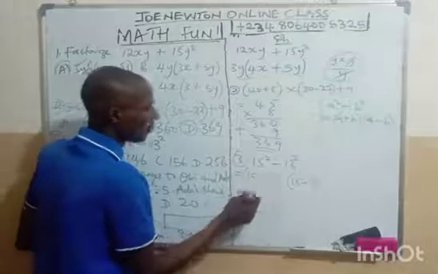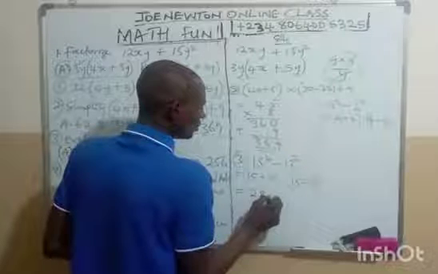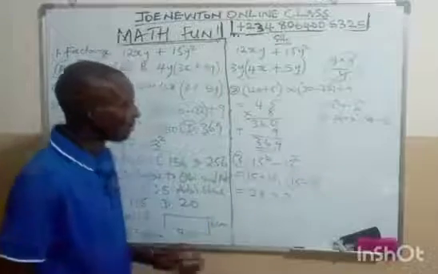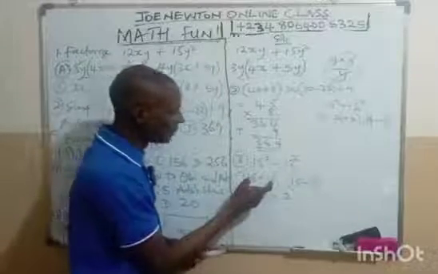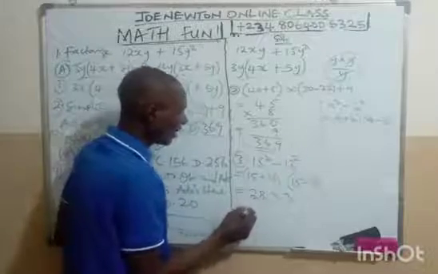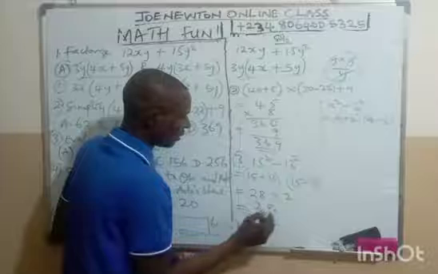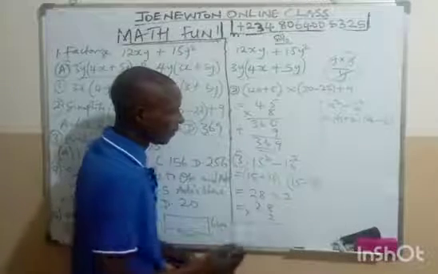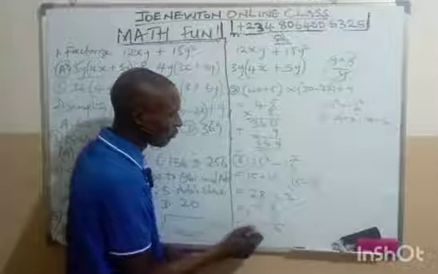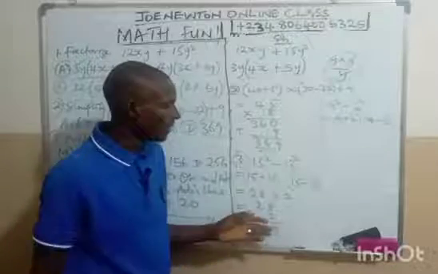Now 15 plus 13 will give us 28, of course. Then into 15 minus 13 is 2. So there we have 28 times 2. 2 times 8 will give us 16. Write 6, carry 1. 2 times 2, 4 plus 1, 5. 56. So you see what we obtain here. Our answer here is 56.